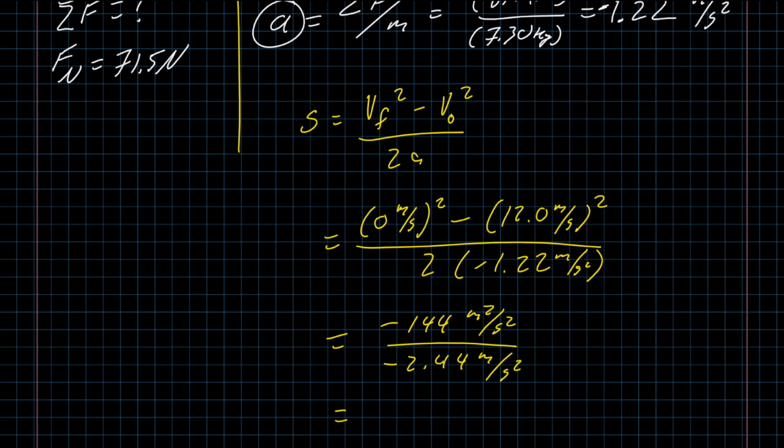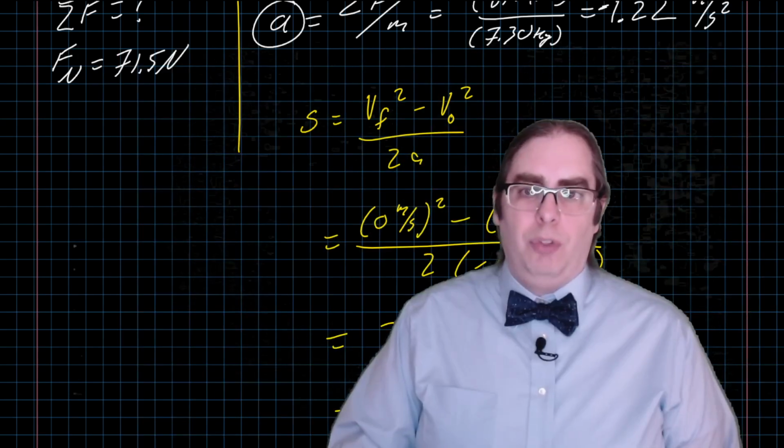I also wanted to point out that we have a negative divided by a negative, which is going to give us a positive, and that makes sense. Our box is going to be moving in the positive direction, so we should expect the displacement to be positive. But if I take 144 divided by 2.44, I get 59.0 meters. The box is going to travel a distance of 59 meters before it comes to a stop.